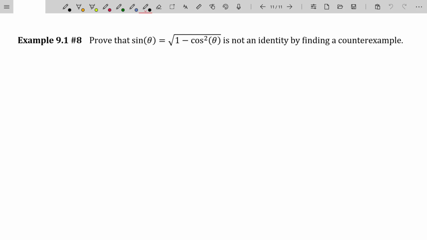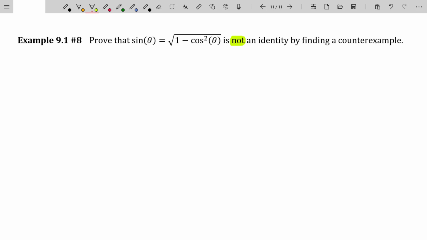Now, I actually skipped an example here only because the other example required the use of Desmos, and once I go over to use Desmos, I lose connectivity. So I'm going to do this one first. Prove that sine of theta equaling the square root of 1 minus cosine squared is not actually an identity. And we're going to do this by finding a counterexample.